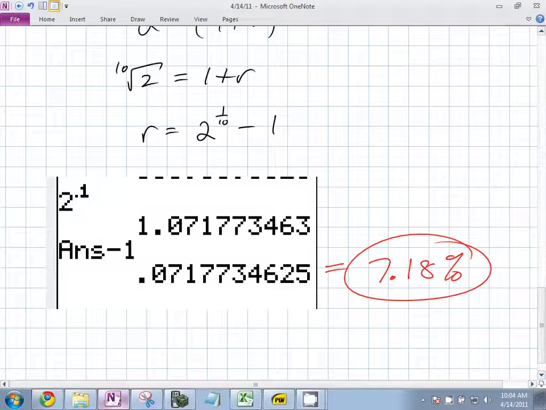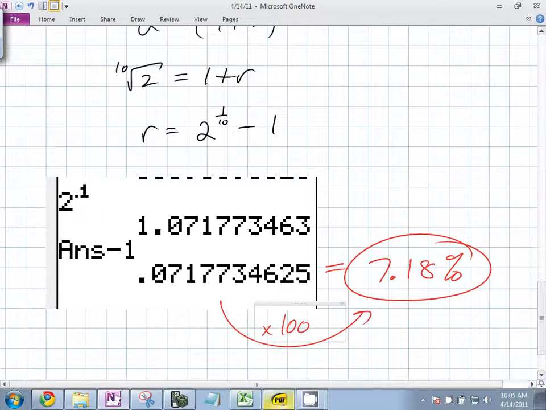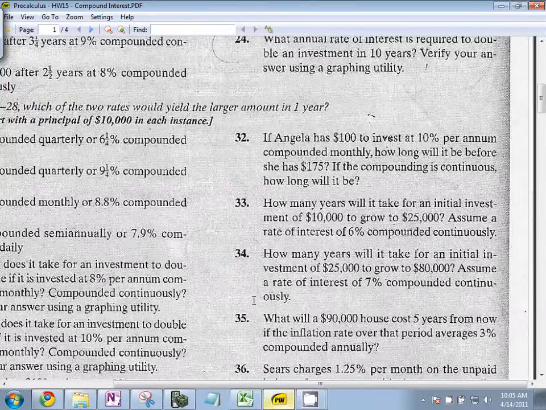I'm sorry, what do you multiply by 100 to get from decimal to percent? Yes, absolutely. Okay, other questions from here through 36? There is a 30.